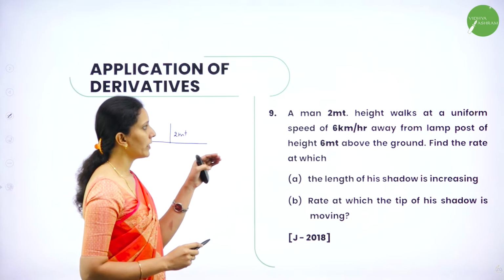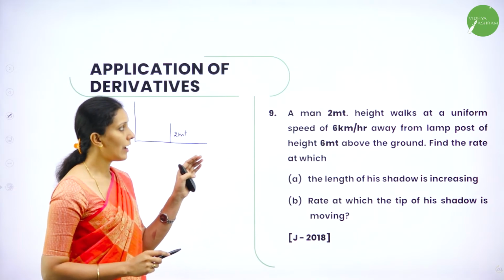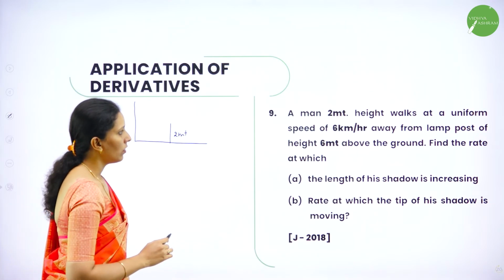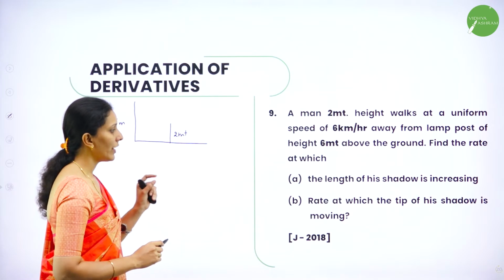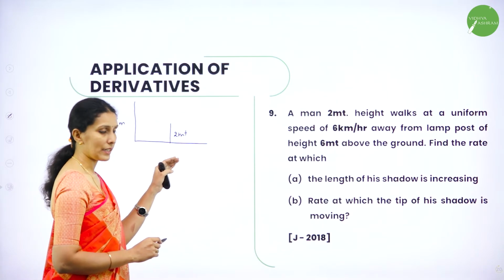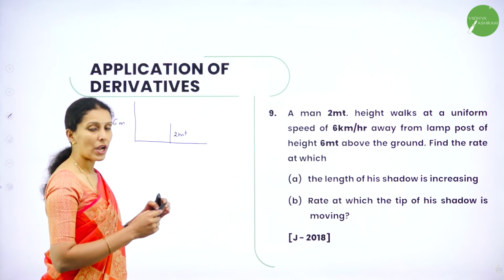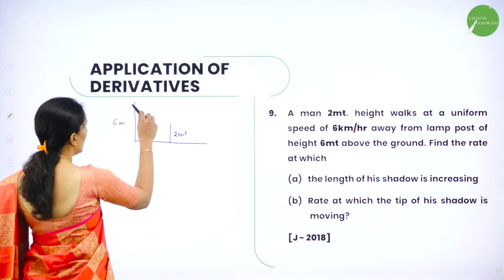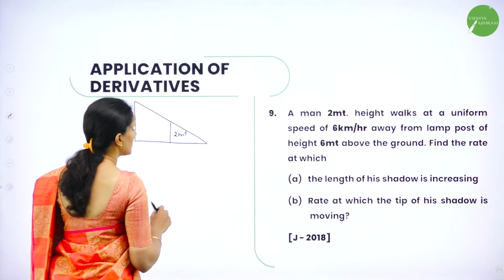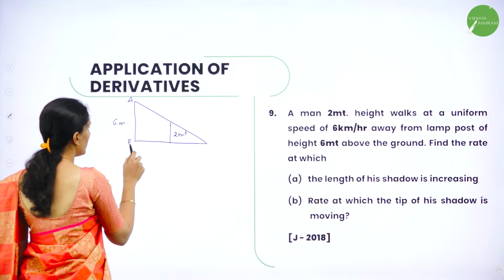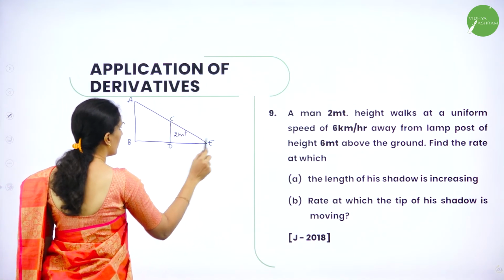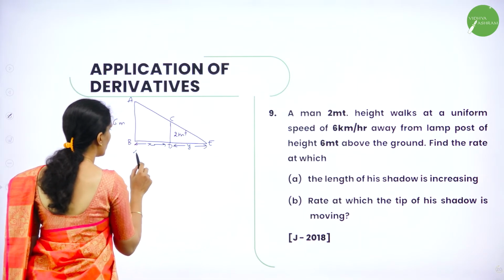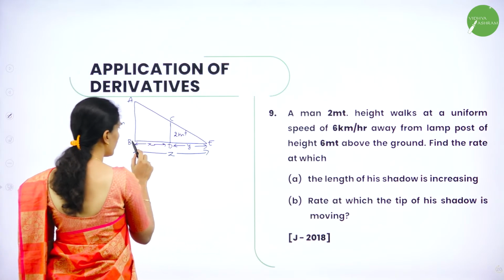Given a man 2 meter height walks at a uniform speed 6 km per hour away from the lamppost. He is moving away from the lamppost, so we have to find out how the length of his shadow is increasing. Once he moves away from the lamppost, the shadow will increase. Also, we have to find out how the tip of the shadow is moving. Now, let me complete this diagram. Let me take this as A, B, C, D, E. Let me take this distance as x, this distance as y, and the total distance as x plus y, that is the tip of the shadow moving from here to here.